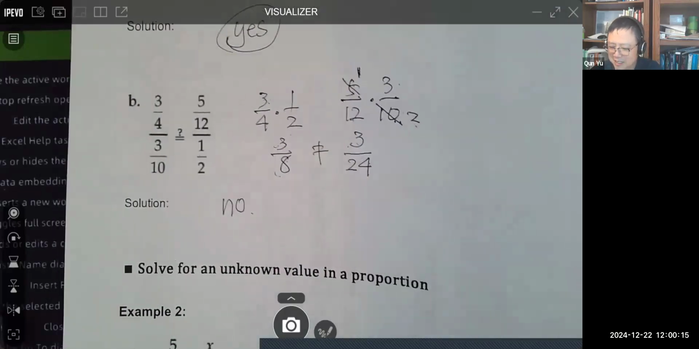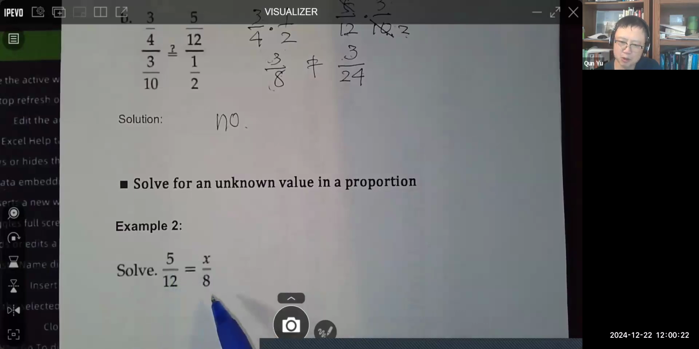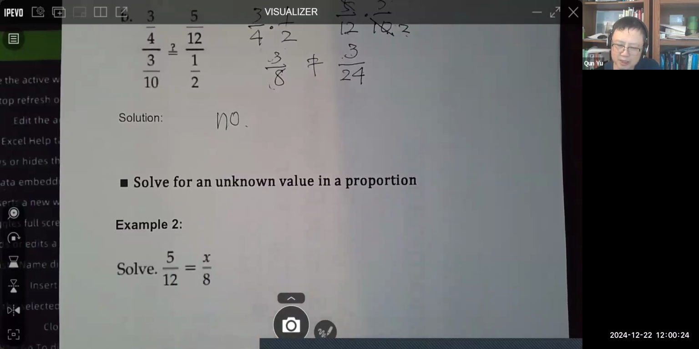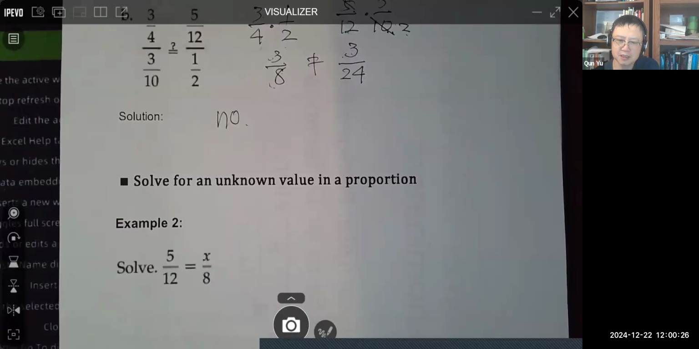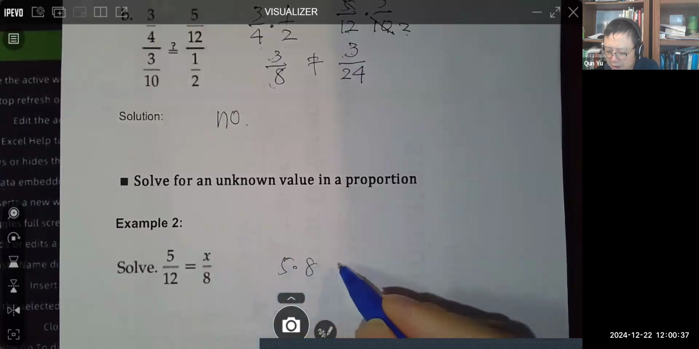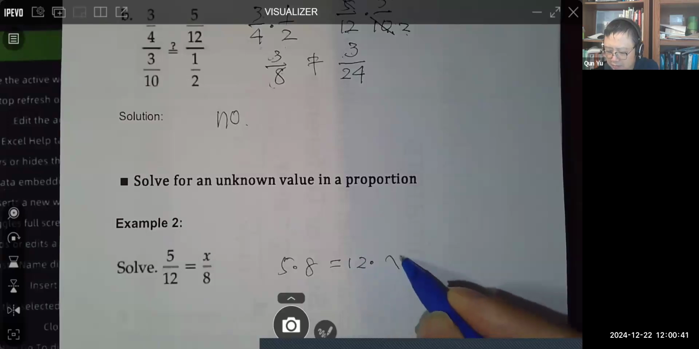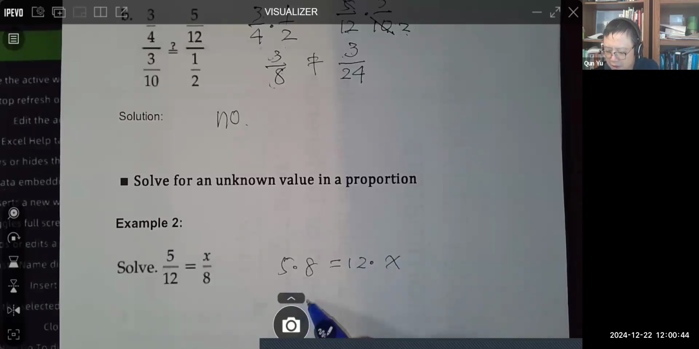Let's look at another objective. Solve an unknown variable, unknown value in a proportion. So in other words, we are given a proportion, we assume this is a true proportion, which means the cross multiplication product will be equal. So we are going to use that property to solve proportions for an unknown. So 5 times 8 will be equal to 12 times x. So this is 40 equals 12x.